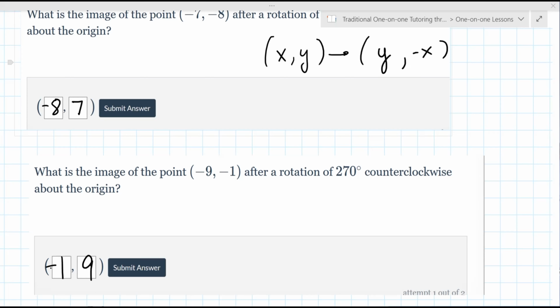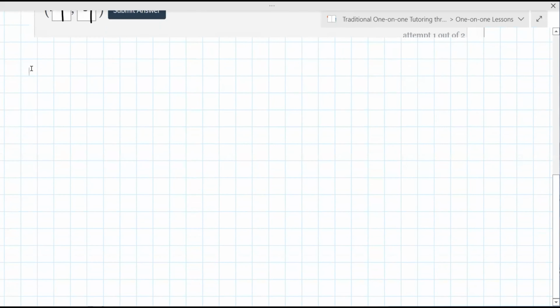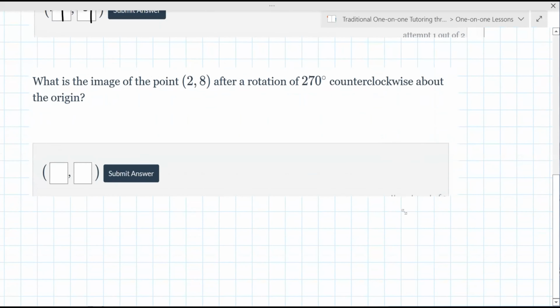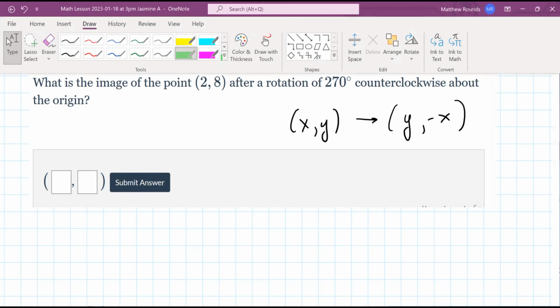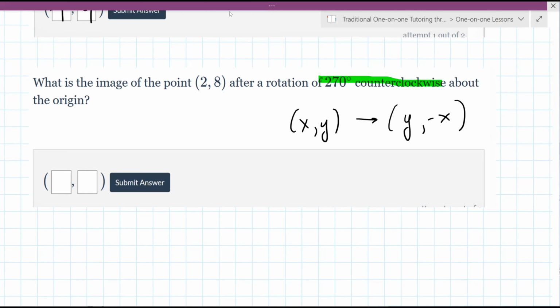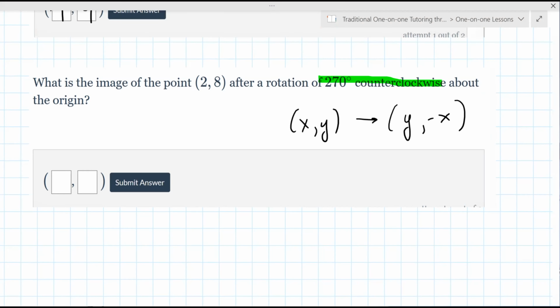Do you get time in class to do these, or are these all like outside of class homework type problems? Yeah, I can do them in class. Okay. Yeah, so that XY becomes Y comma negative X. So and it's the same one. Like they've not switched it up on us yet. It's all 270 counterclockwise. What is the new point for this one? A -2. You got it.